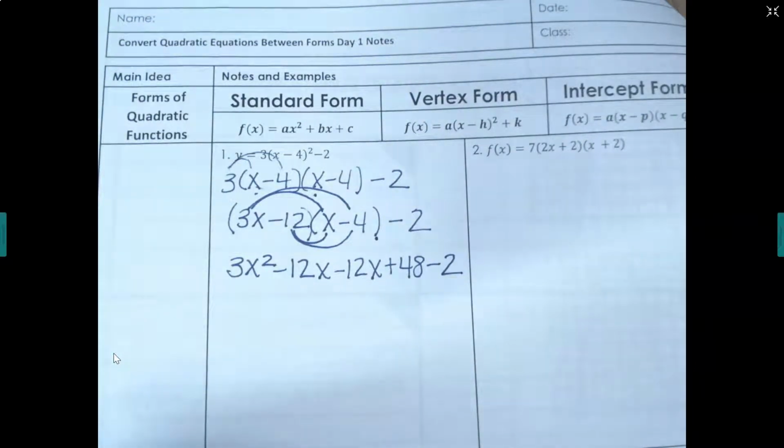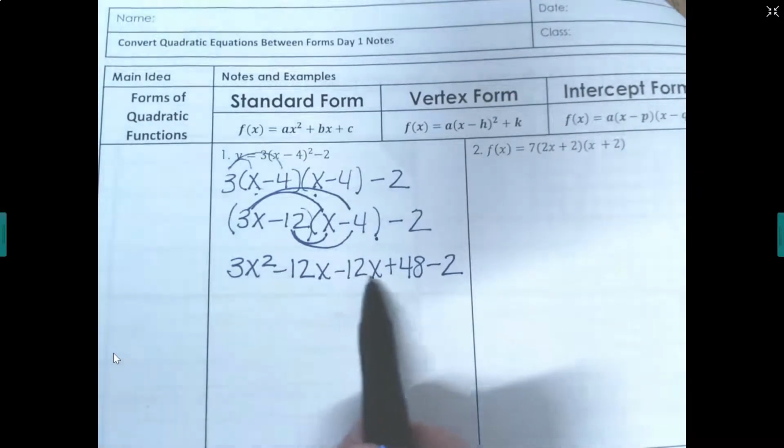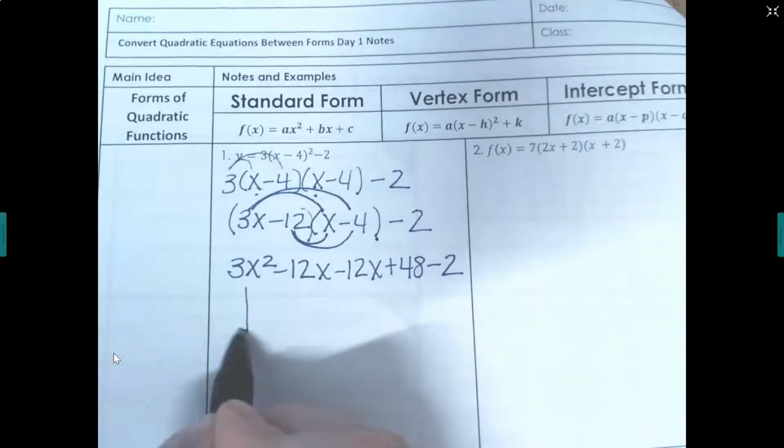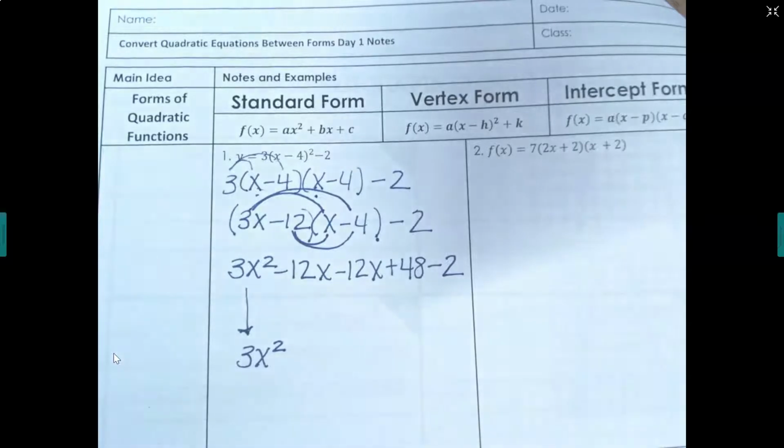All right? Once all the multiplying is done, what is left to be done is combine like terms. So we're just looking for things that go together. We're looking, is there another x squared term? When I look along here, there's not. So we're going to just bring the 3x squared down unchanged. It doesn't have anybody to combine with.